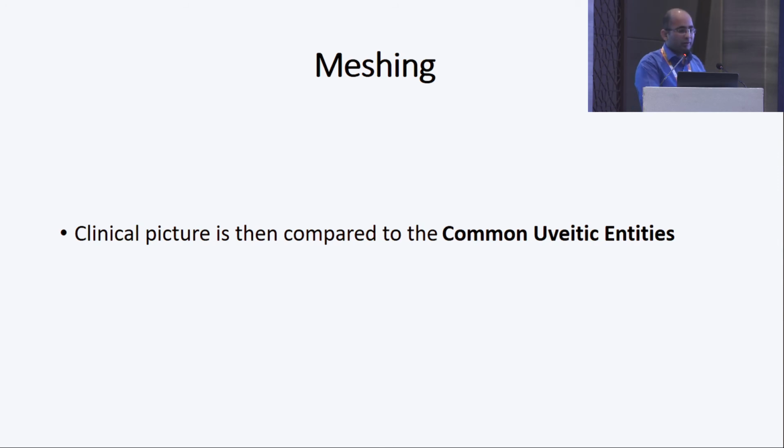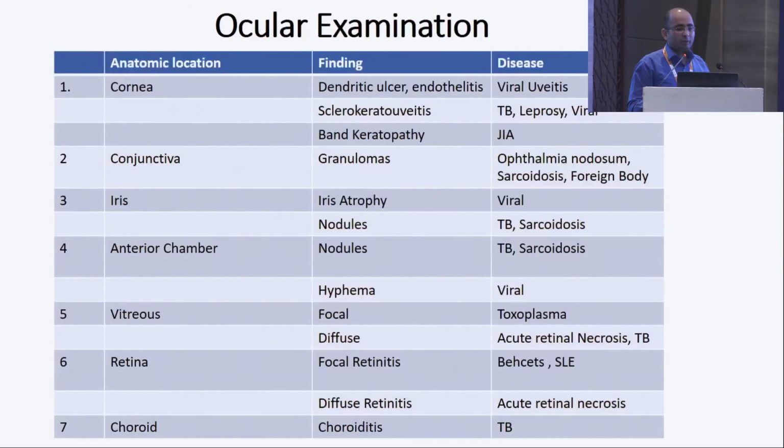So meshing is basically a clinical picture, a synoptic description, which we have come to from the initial part of our workup, that is naming. Then we compare it to the other common uveitic entities and again come to a limited diagnosis.